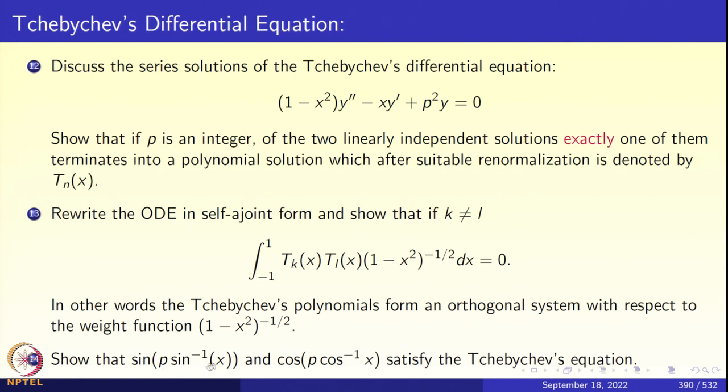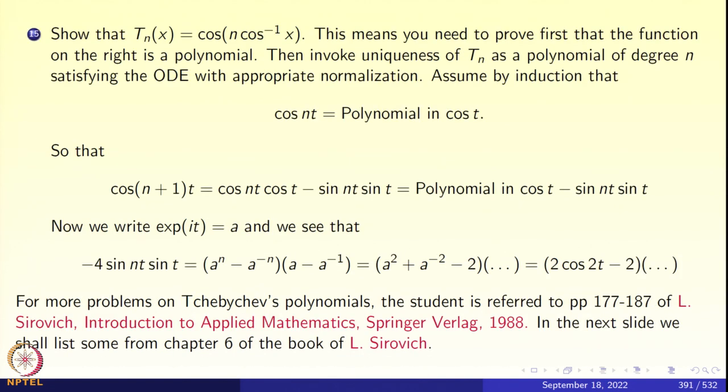Show that sin of p sin inverse of x and cos of p cos inverse of x both satisfy the Chebyshev differential equation. And show that the nth Chebyshev polynomial T_n(x) is cos of n cos inverse of x. For example, when n is 0, T_0(x) is 1. When n is 1, T_1(x) is cos of cos inverse of x, which is x. What happens when n is 2? Cos of 2 cos inverse of x.